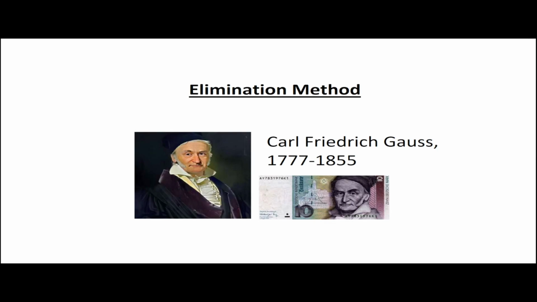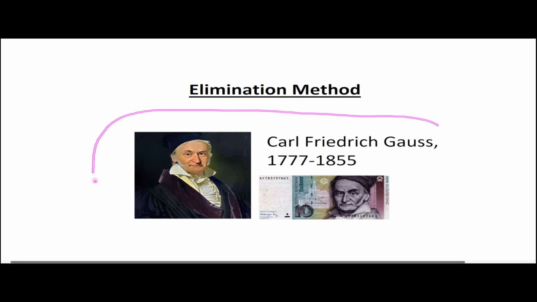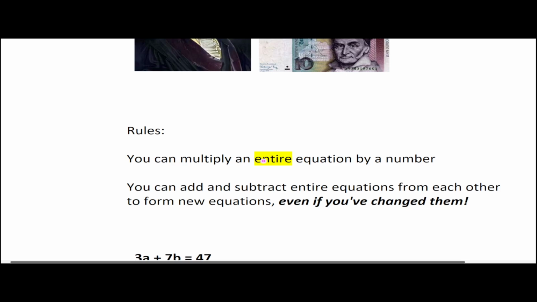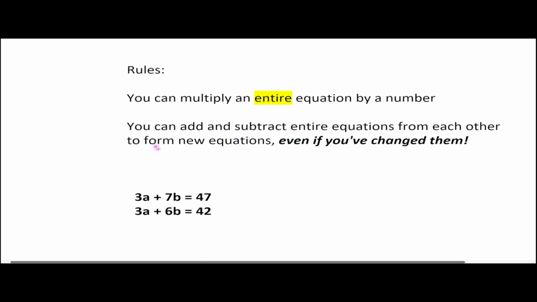Sometimes things are not in a form that we can solve them graphically. What do we do then? And sometimes you can't even graph them. What if we have more than two variables? Well, we come back to our old friend Friedrich Gauss here, who's going to help us. And the method that we're going to use is the elimination method.